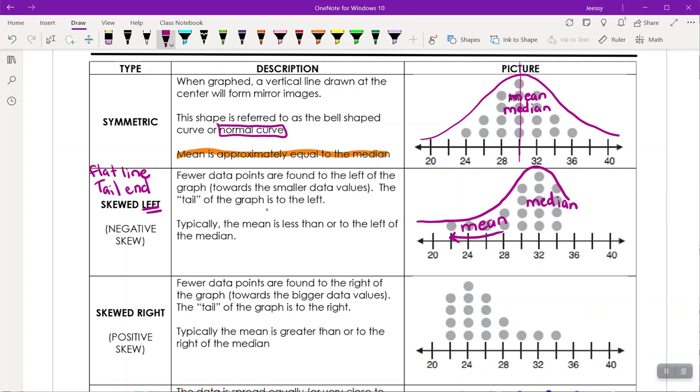So we say that the mean is less than or to the left of the median. So you have the mean and you have the median. This one's on the left, this one's on the right, this one is smaller, this one is bigger, because you know the numbers are always going to be in numerical order, clear?